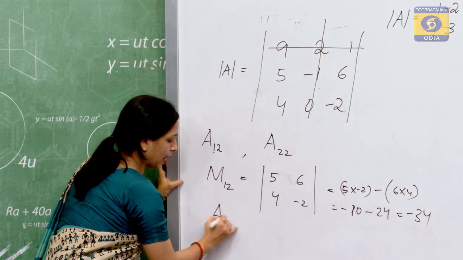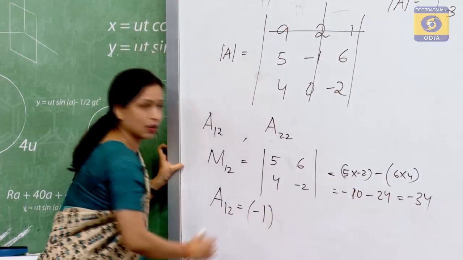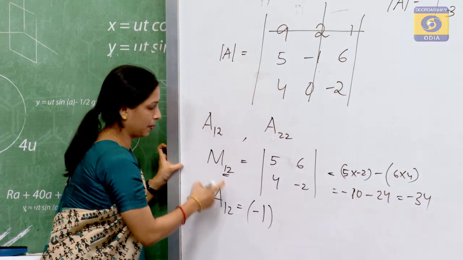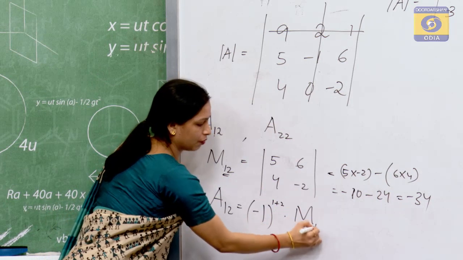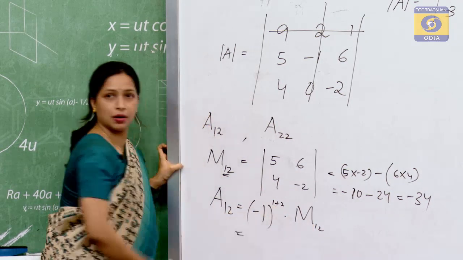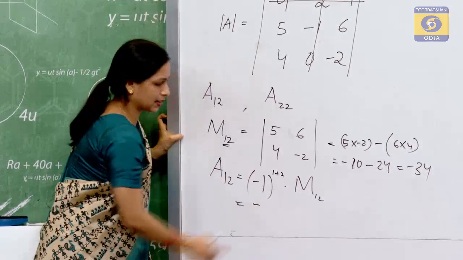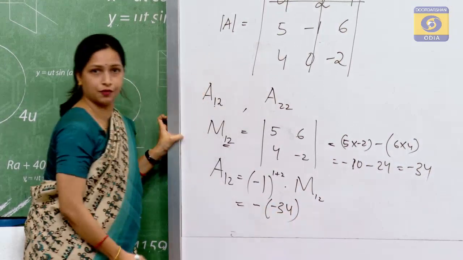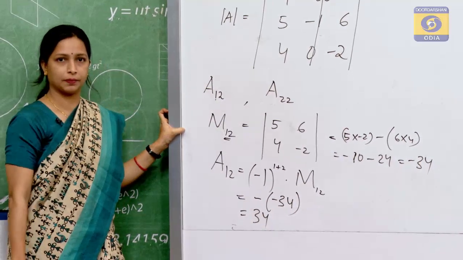Now, I have to find out the cofactor. So, cofactor is minus 1 to the power the position number. So, 1 plus 2 into the minor of 1, 2. So, the sign will be minus to the power 3, means minus sign. So, minus sign M12 is minus 34. So, the cofactor will become plus 34, right.